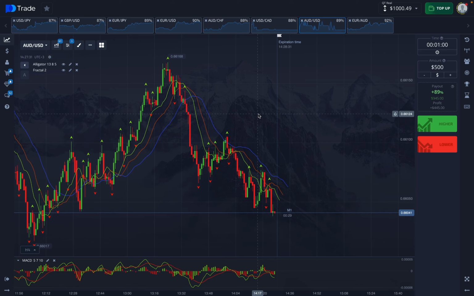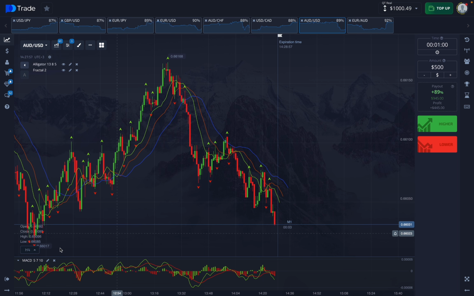So let's get started with our trading today. I have already analyzed and selected all currency pairs with the most optimal movement pattern for today, and of course, the highest payout percentages, and came to the conclusion that today we will trade using these indicators, such as the alligator fractal with default settings and the MACD oscillator with periods of 5, 7, and 10. Let's go ahead and start with the $500 deal.